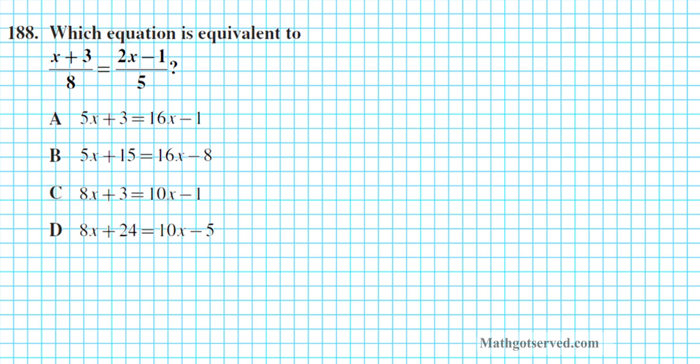All right, let's take a look at problem 188, the last problem in this installment. It says, which equation is equivalent to x plus 3 over 8 equals 2x minus 1 over 5. Now, is this a rational equation? The answer is no. Why not? We do not have variables in the denominator. Okay, so this is not a rational equation.